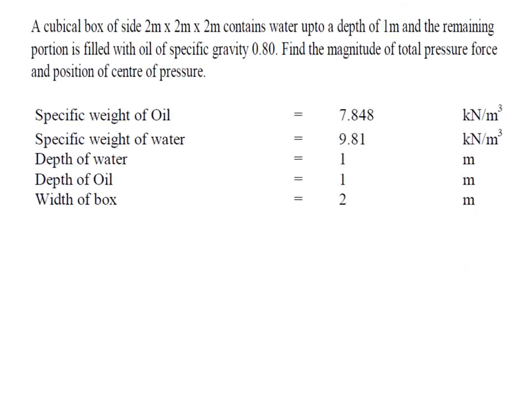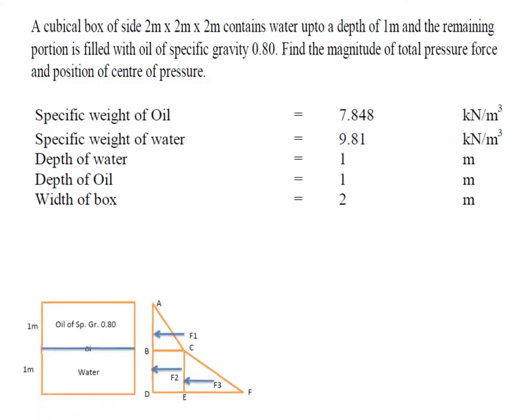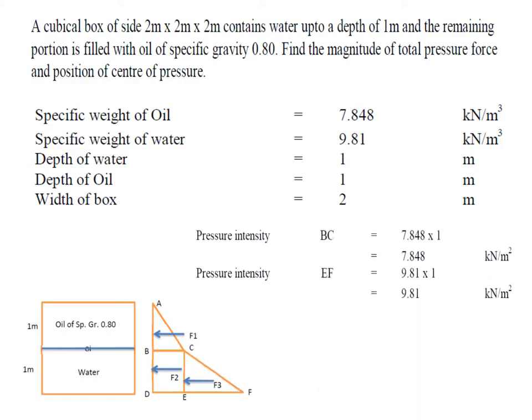So the same problem is taken. The specific weight of oil is 7.848 kilonewton per meter cube. Specific weight of water is 9.81 kilonewton per meter cube. So this is the diagram which you have. Now here you know that the pressure intensity at A is 0. As you move downwards, pressure intensity increases. So therefore the pressure intensity at B, where the specific weight is 7.848, so 7.848 into 1, gives 7.848 kilonewton per meter square. So the BC value is now 7.848.